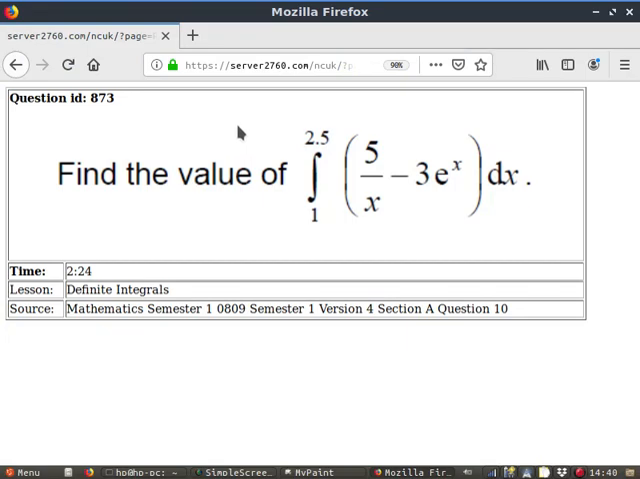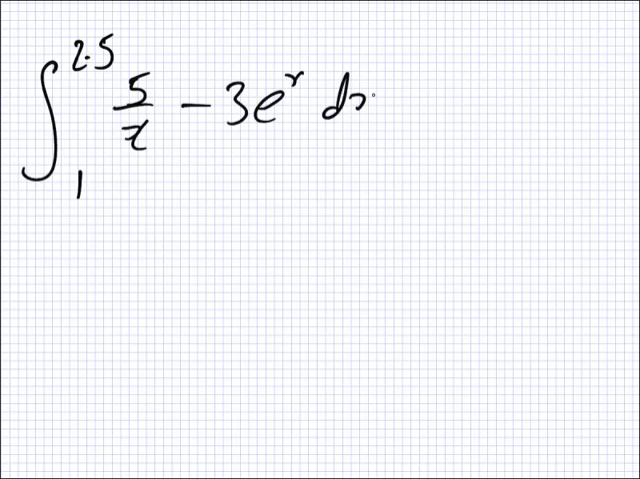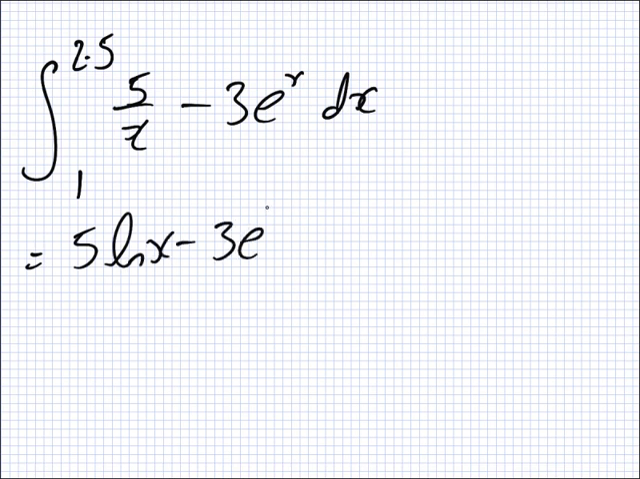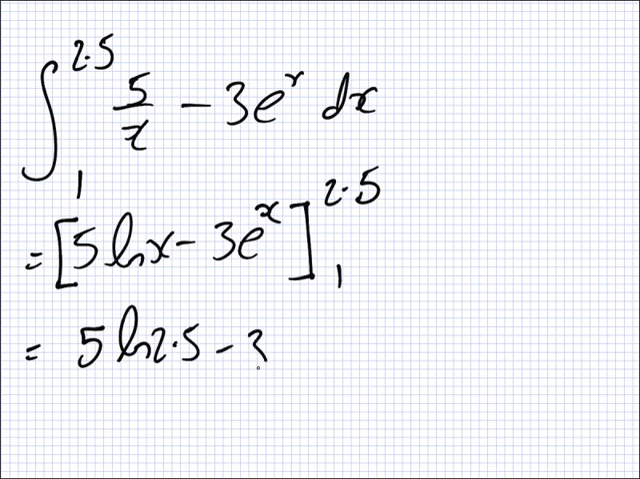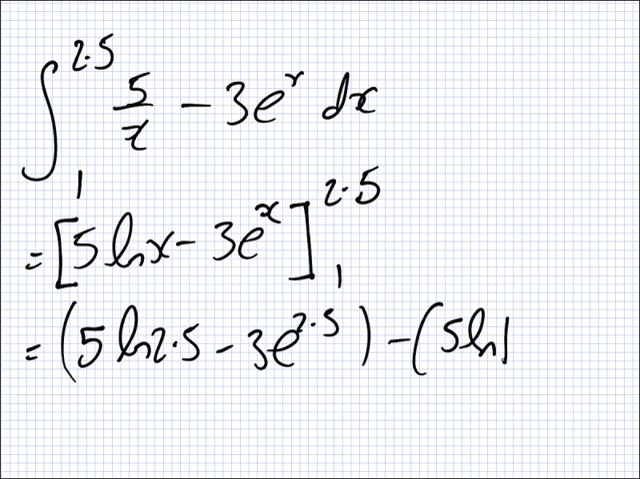Integrate from 1 to 2.5, 5 over x minus 3e^x dx. So that will equal 5 log x minus 3e^x. Ishpreet, what did you write? Okay, 1 and 2.5. So that's equal to 5 log 2.5 minus 3e^2.5 minus 5 log 1, which is 0, minus 3e^1.